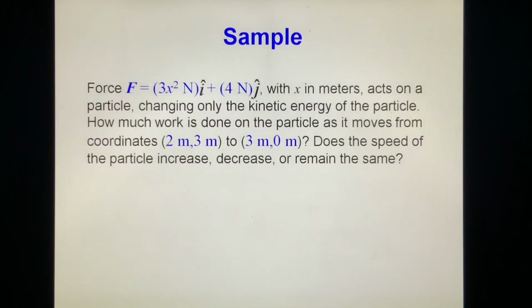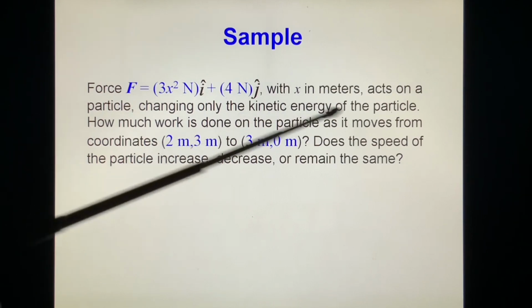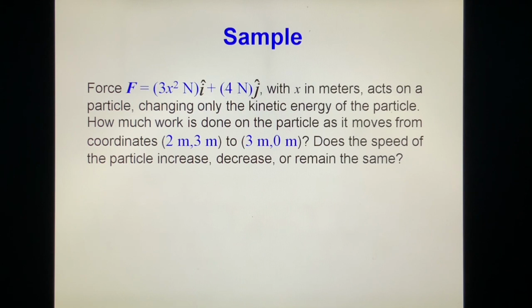Sample. Force F equals 3x squared i plus 4 j, with x in meters, acts on a particle, changing only the kinetic energy of the particle. How much work is done on the particle as it moves from coordinates (2, 3) to (3, 0)? Does the speed of the particle increase, decrease, or remain the same?